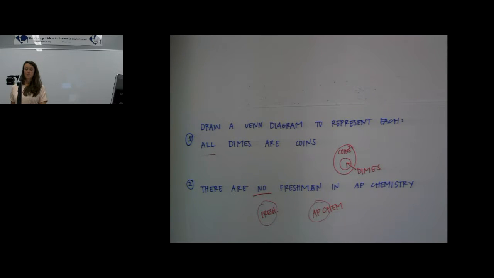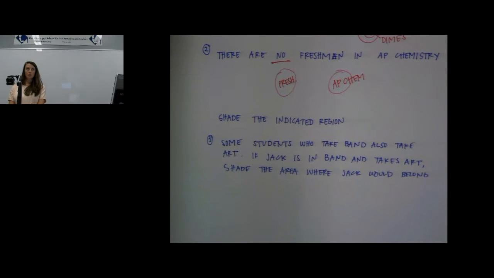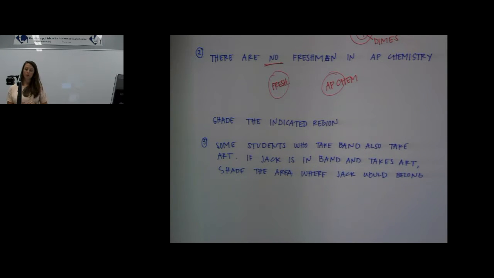Okay, so we're going to have Venn diagrams on there. This one is another one. So let's look at number 3 here. Shade the indicated region. Some students who take band also take art. If Jack is in band and takes art, shade the area where Jack would belong.